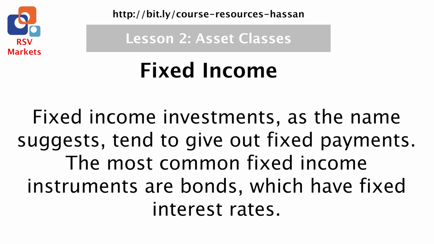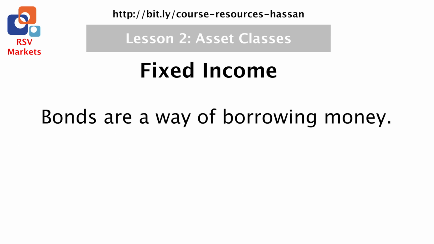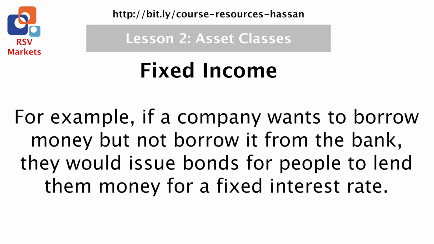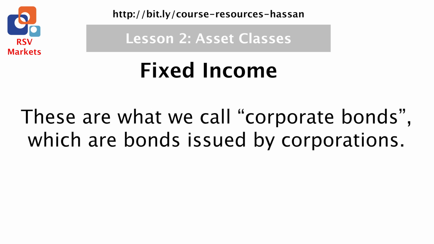Fixed income. Fixed income investments, as the name suggests, tend to give out fixed payments. The most common fixed income instruments are bonds, which have fixed interest rates. Bonds are a way of borrowing money. For example, if a company wants to borrow money but not borrow it from the bank, they would issue bonds for people to lend them money for a fixed interest rate. These are what we call corporate bonds, which are bonds issued by corporations.